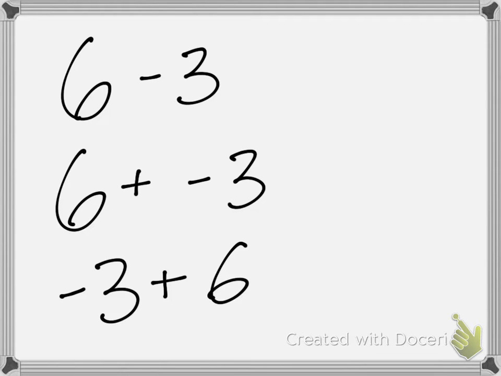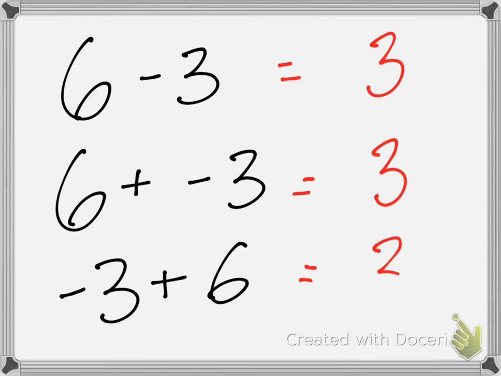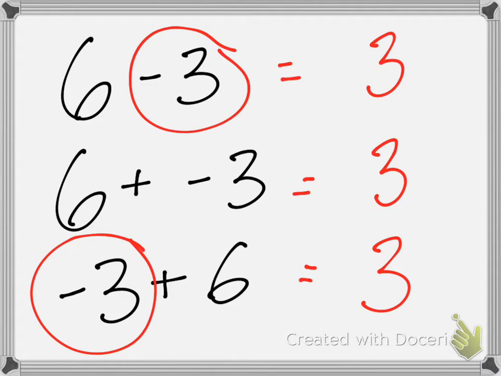So, I want you to look at these, and I want you to give me the answer for all 3 of these. What's 6 minus 3? It's 3. 6 plus -3. 3. -3 plus 6. 3. I can say 6 minus 3, or I can say -3 plus 6. They are the same thing.